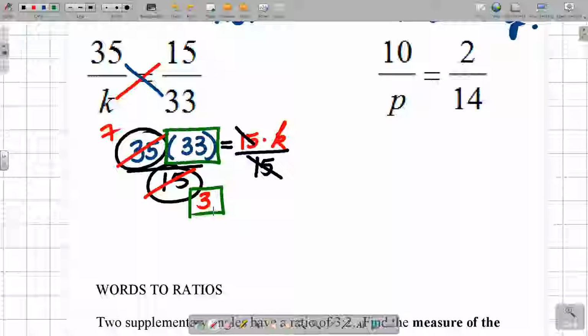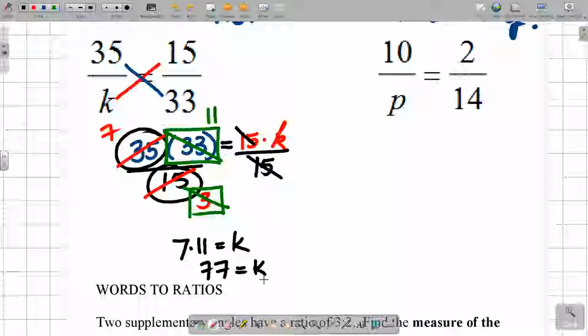Now I'd like you to box the 3 and the 33. 3 goes into 33 11 times. 7 times 11, K equals 77. Aren't you smart? Look at that. You can do multiplying without multiplying, but by factoring. Let's do another example together.